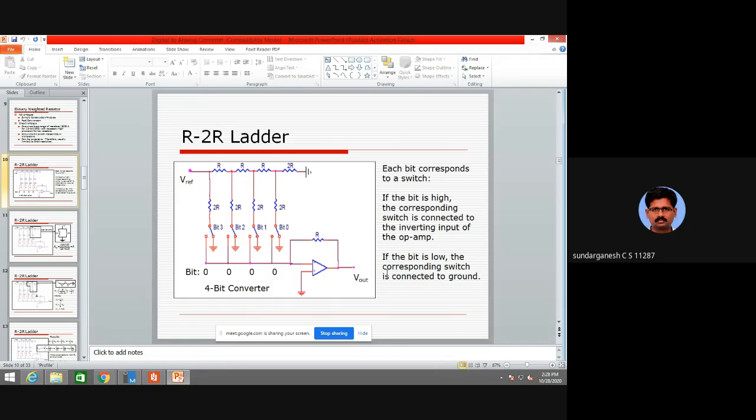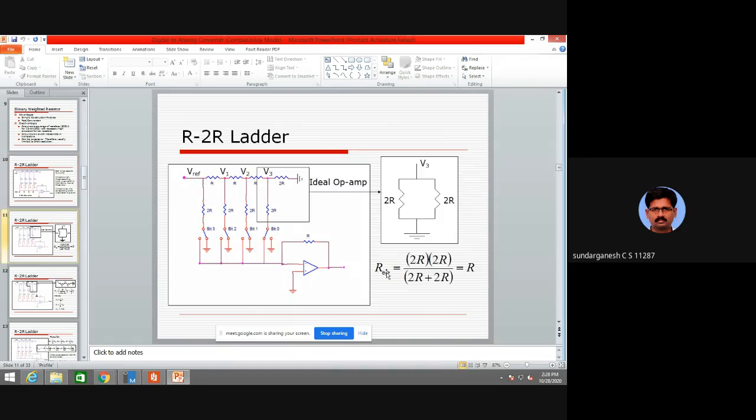Next is the R-2R ladder network. On the upper side you have R, and on the parallel side you have 2R. The 2R is connected to every bit. Here also, if a bit is high, the corresponding switch is connected to the inverting input of the op-amp. If the bit is low, it is connected to ground, which is 0.